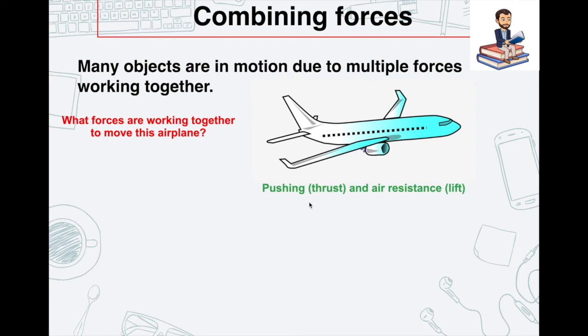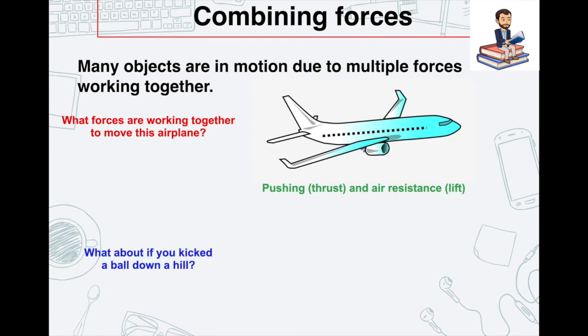The pushing here we actually call thrust. So when an engine, like a jet engine, blows out the air, we call it thrust, and that moves the plane along. Now the air resistance in this case we call lift. The wings are what are causing the air resistance and lifting the plane in the air. So these are two forces working together to keep that plane moving.